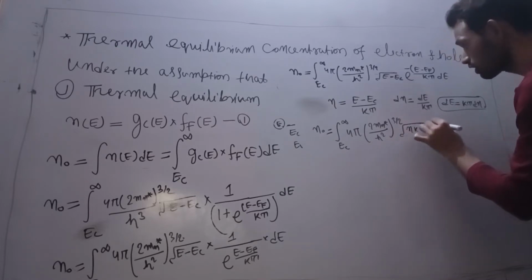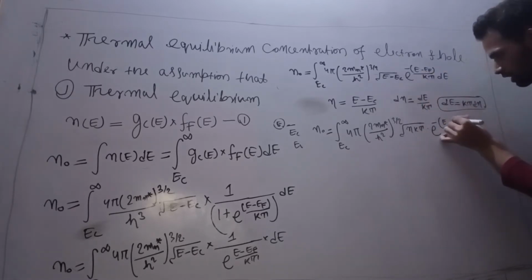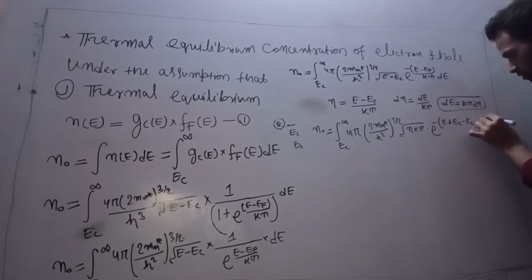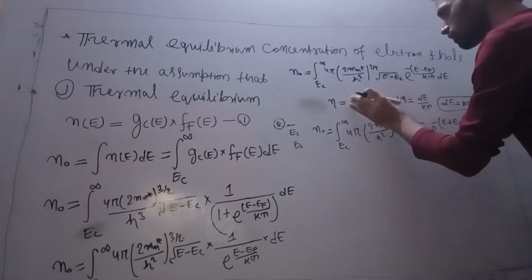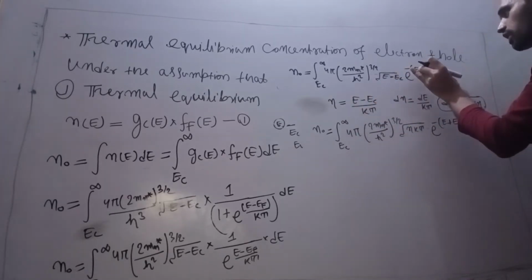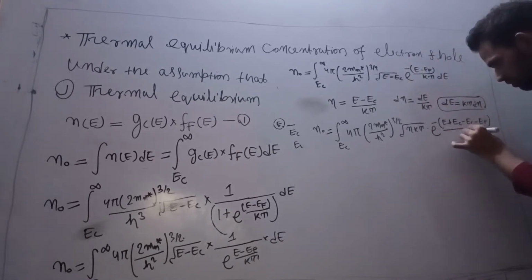Eta kT into e to the power, first of all, see here, I am adding Ec and subtracting Ec, minus Ef, in order to balance out this condition so that we can make E minus Ec. For that purpose I have added Ec and subtracted Ec, divided by kT.